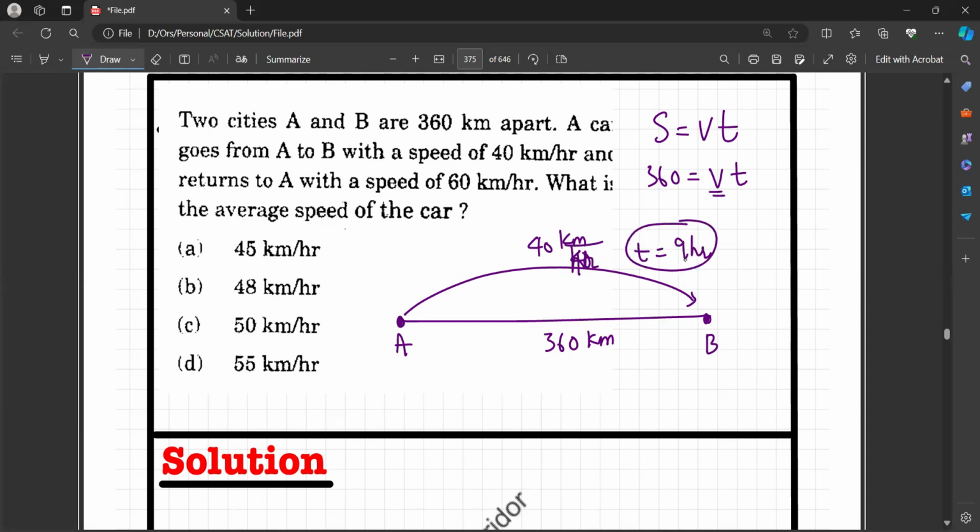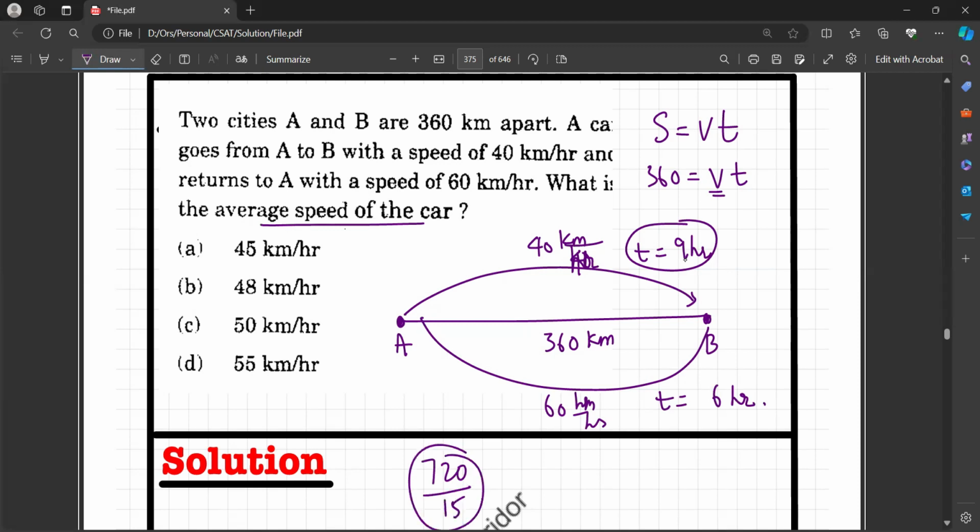The car returns from B to A with a speed of 60 kilometer per hour. So total time here will be 6 hours. What is the average speed of the car? Total distance is 720. The car goes and also comes back, total time is 15. 720 by 15. So the answer would be 48 kilometers per hour. Is it clear? Got it?